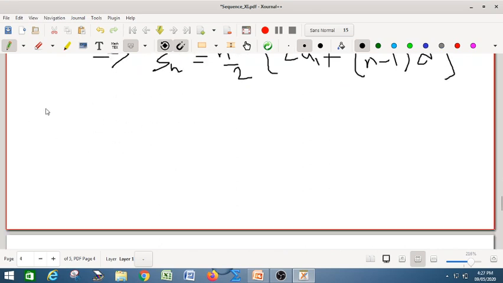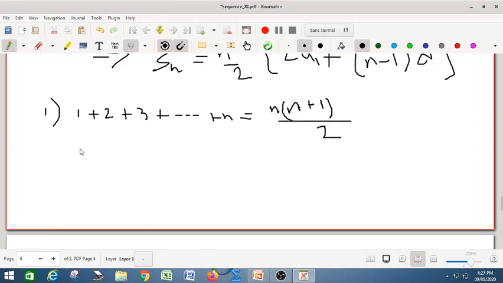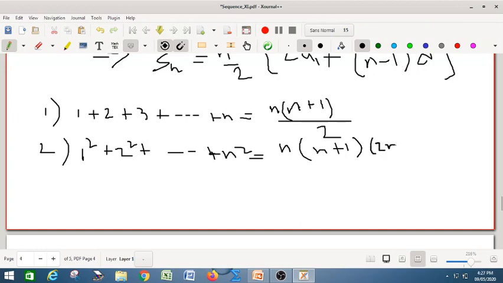Also in this connection I want to mention that the sum of the natural numbers 1 plus 2 plus 3 and so on up to n, the sum of n natural numbers, is n into n plus 1 by 2. This is a very important, very useful result. And number 2, the sum of squares of n natural numbers is n into n plus 1 into 2n plus 1 by 6. This is also a very useful result.